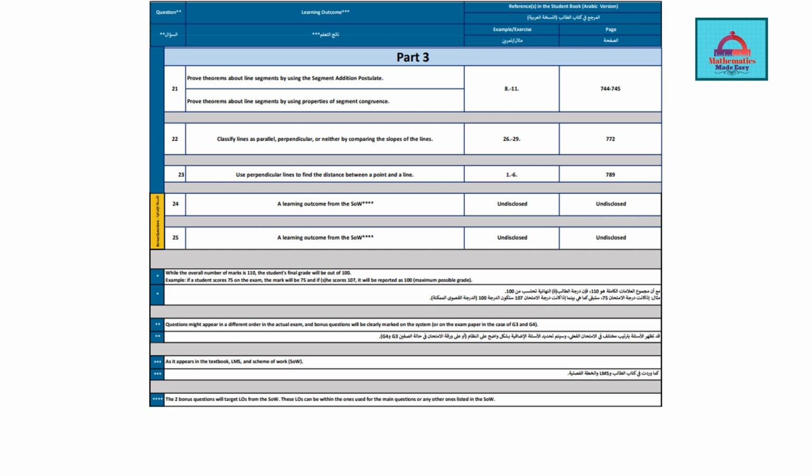There will be 2 bonus questions. They can be from anywhere. The learning objective, example and page number for these are not mentioned. So make sure you prepare all these questions very nicely for your coming exam.